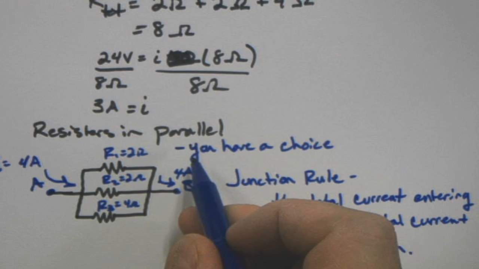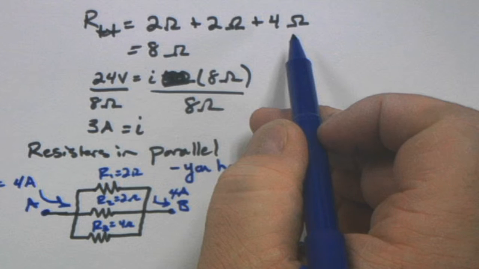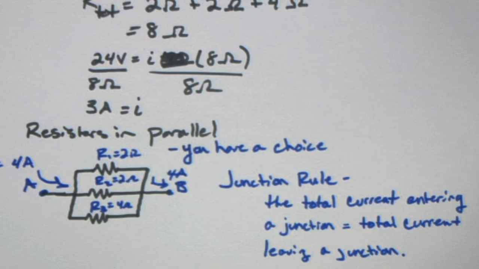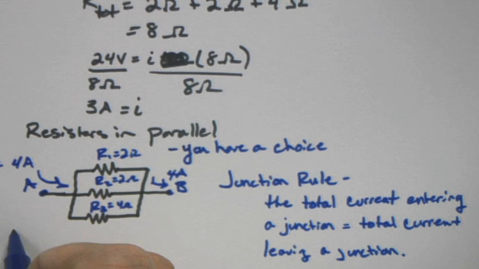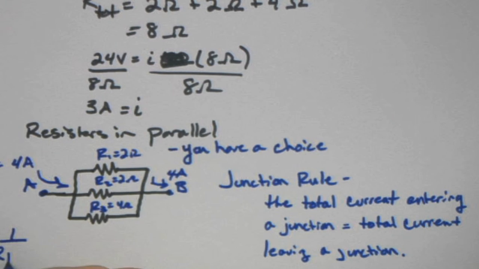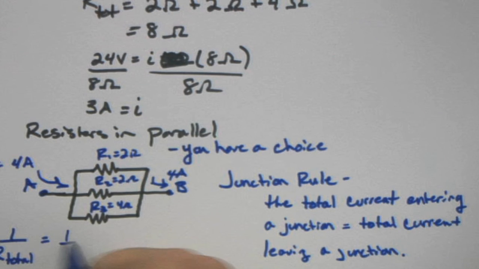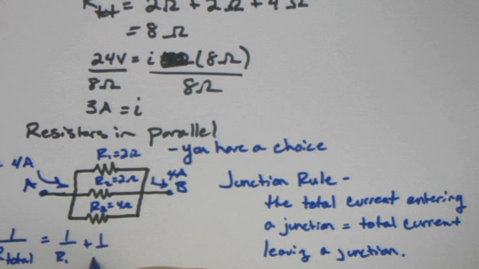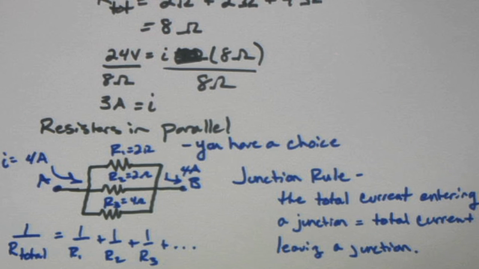In parallel, they don't add the same way that they added up here, where it was this one plus that one plus that one. When they're side by side, they add with the reciprocal. So 1 over the total resistance equals 1 over R1 plus 1 over R2 plus 1 over R3, and so on. I'm running out of room on the bottom of this page, so I need to slide back over here.